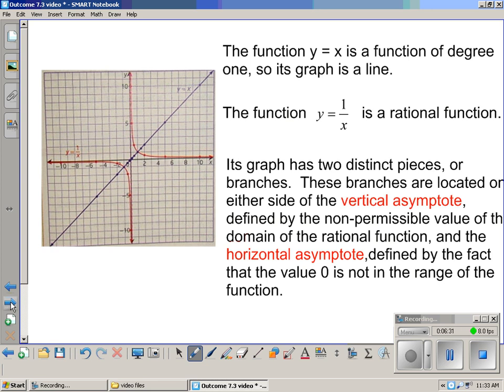The function y equals x is a function of degree 1, so its graph is a line. The function y equals 1 over x is a rational function. Its graph has two distinct pieces or branches. These branches are located either side of the vertical asymptote. Our vertical asymptote in this question is the y-axis.